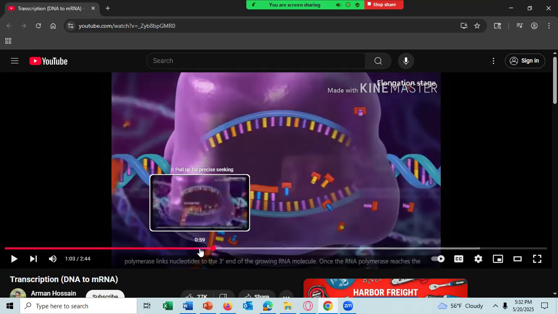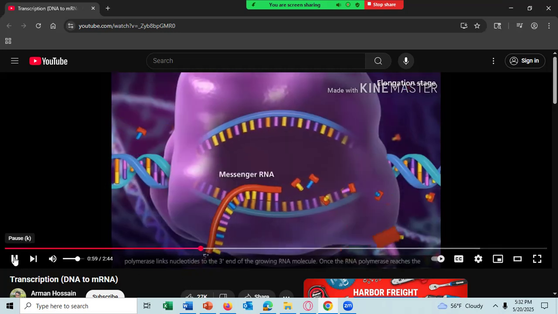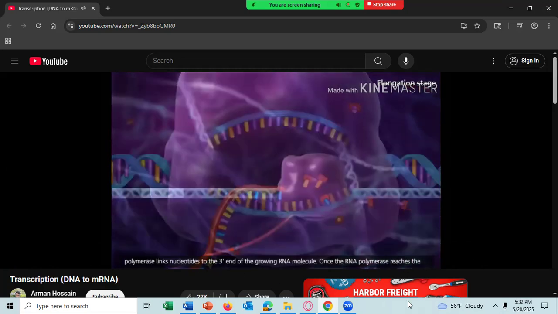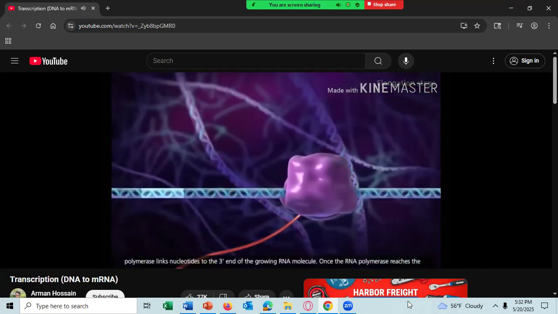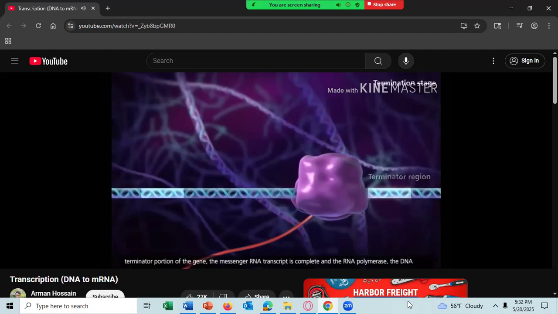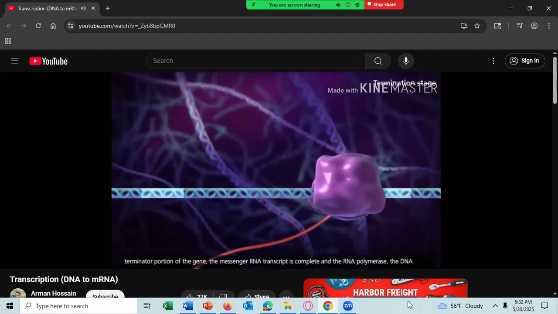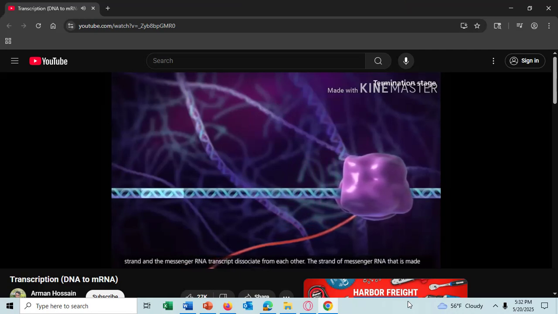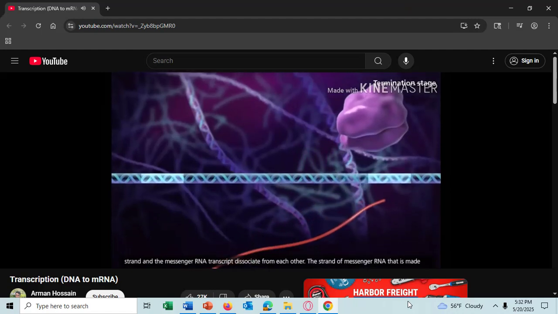End of the growing RNA molecule. Once the RNA polymerase reaches the terminator portion of the gene, the messenger RNA transcript is complete, and the RNA polymerase, the DNA strand, and the messenger RNA transcript dissociate from each other.